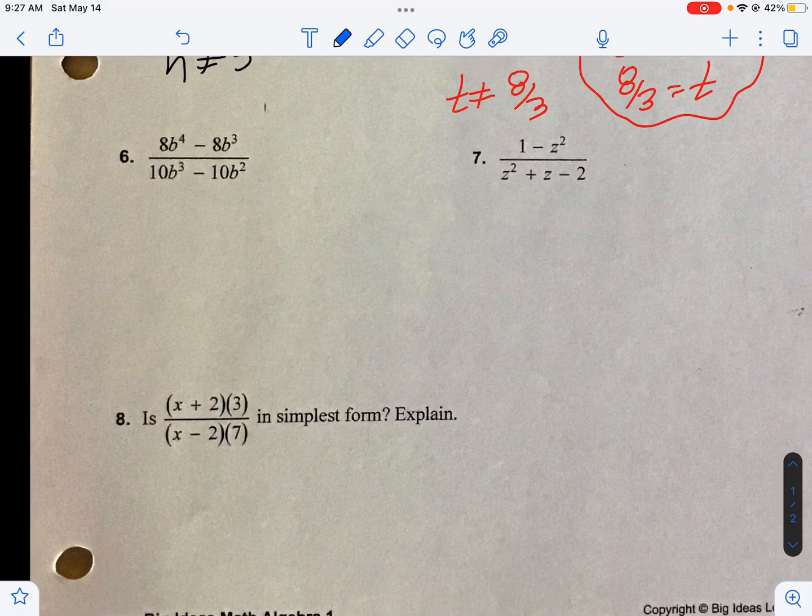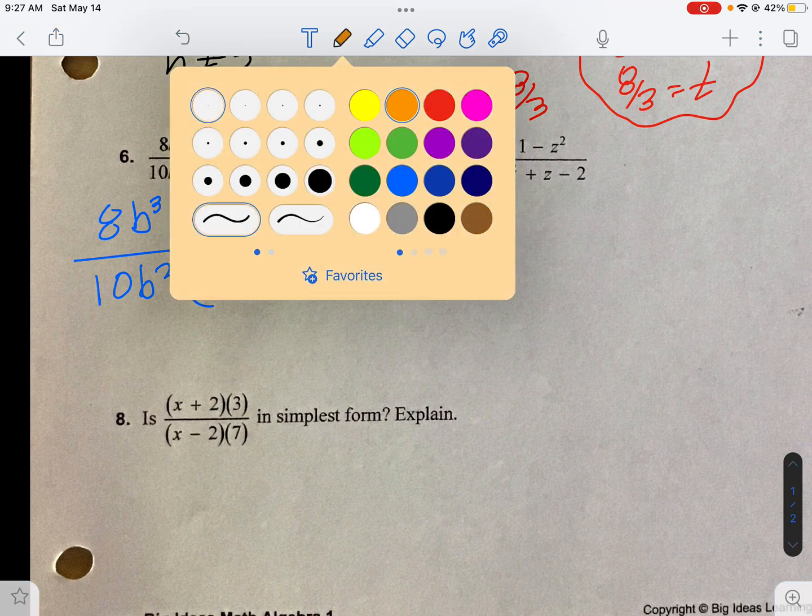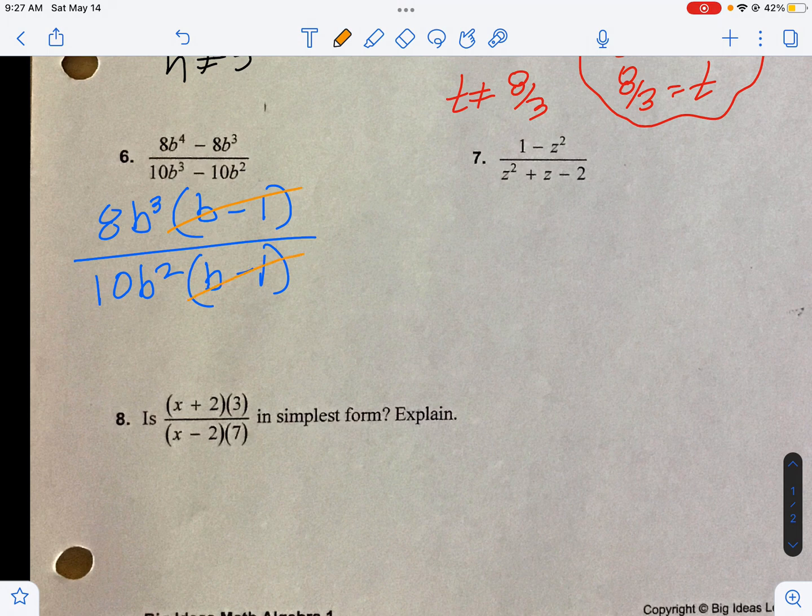Number 6 is very similar to number 4. We would factor an 8b to the third. The denominator, we would factor a 10b squared. Now we can look to cancel. And then we see that we can divide both the numerator and denominator still by a 2b squared. So that would leave me with 4b over 5.